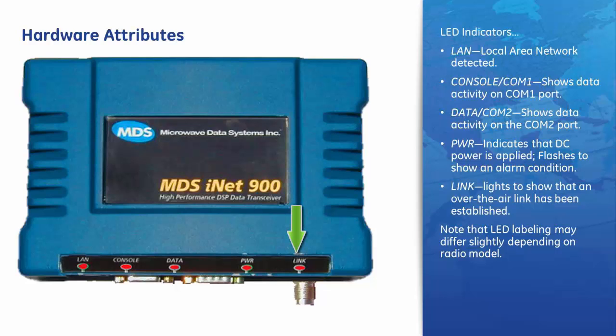Finally, the link LED, when lit, shows that an over-the-air RF link has been established with another station. It blinks to show RF activity. It's good to become familiar with all of these indicators, as they provide a quick way of determining the radio's basic status and are a valuable aid when checking for network difficulties.